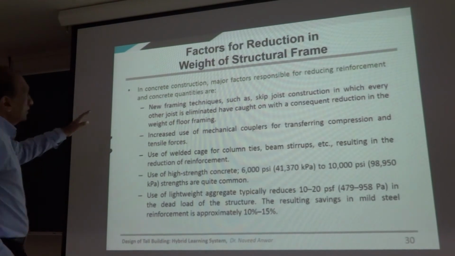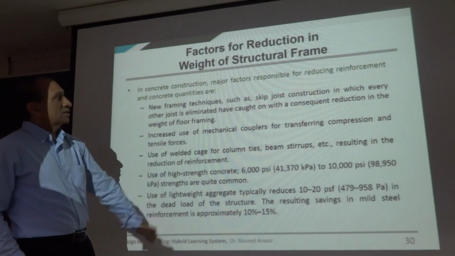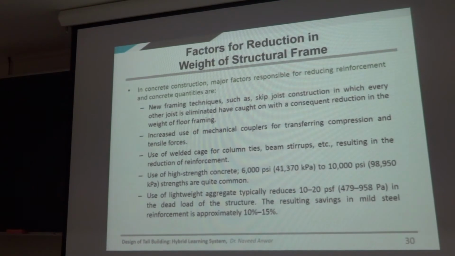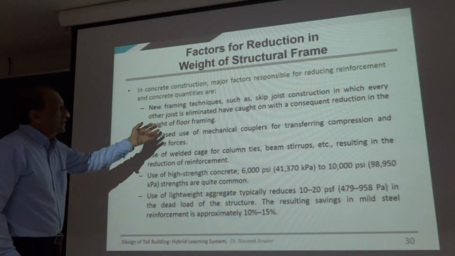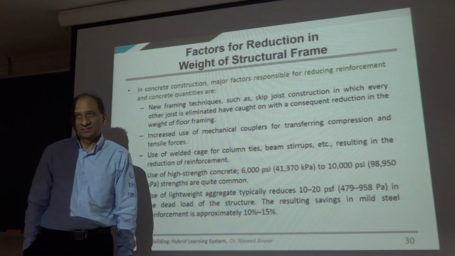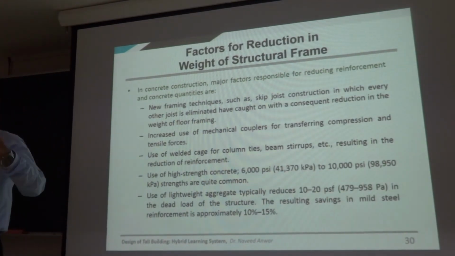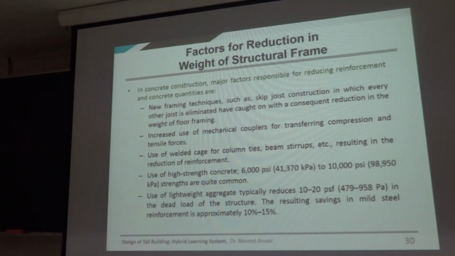So, in concrete construction, major factors responsible for reducing reinforcement in concrete quantities are, number one, new framing techniques such as skip joint construction. That means you reduce the connections between columns and beams. You skip alternate connections and make columns longer, instead of connecting the columns every floor, because every time you have a connection, you have splices, you have joint reinforcement, you have so much cost. So if you avoid connections, then you don't need that.